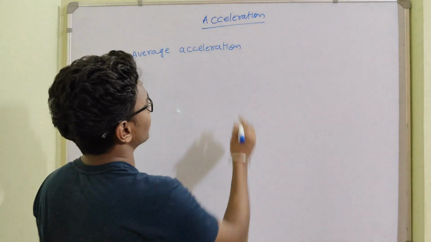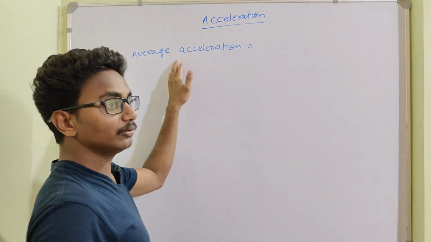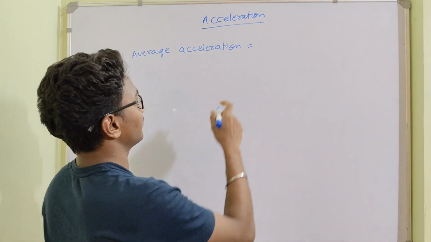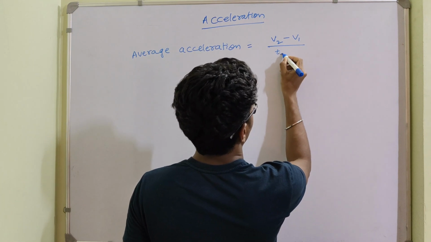This average acceleration can be defined as change in velocity by change in time, which is similar to average velocity that we discussed in the previous videos. Change in velocity is v2 minus v1 by t2 minus t1.